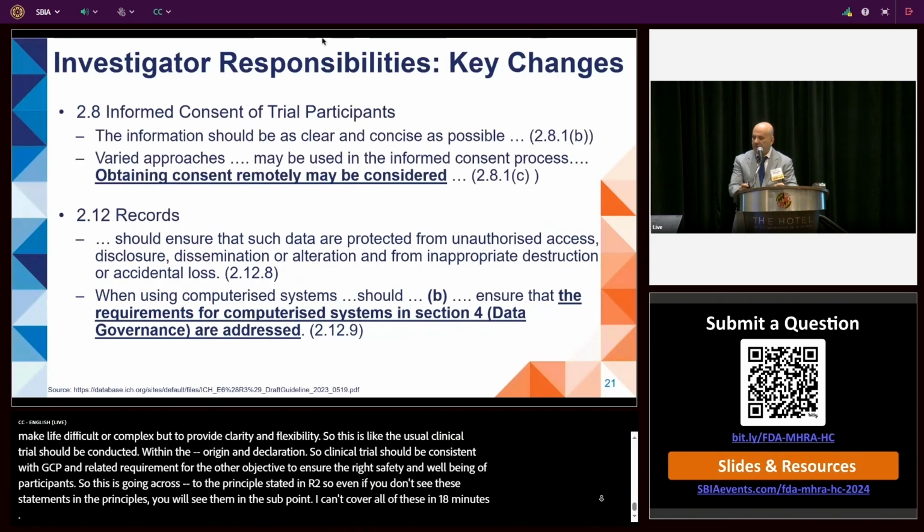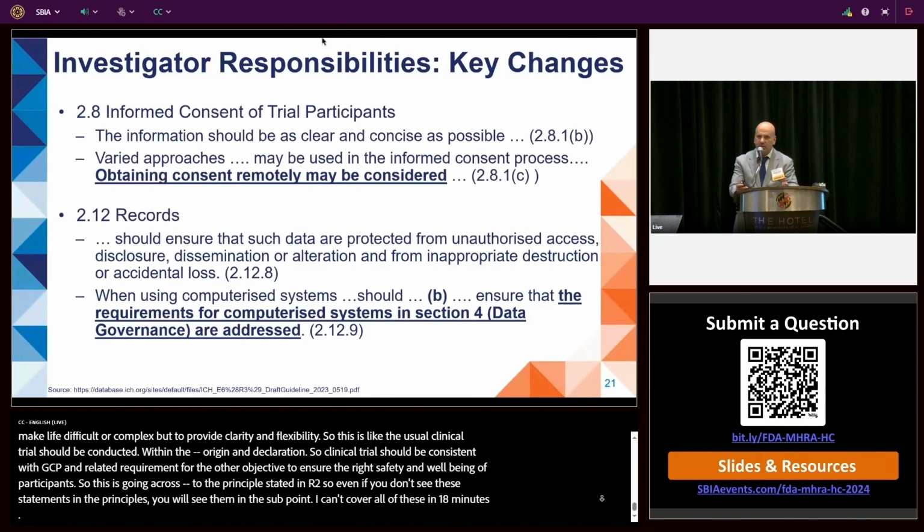The last slide for the investigator responsibilities before we go to the sponsor responsibilities. So informed consent, so the usual, but now the R3 version encourages and promotes a variety of approaches to take advantage of the technologies, especially in communication. So we should use video, interactive tools to provide the information to the participant, but also more clarification and guidance on how to obtain remote consenting when it's considered and when it's applicable and appropriate.